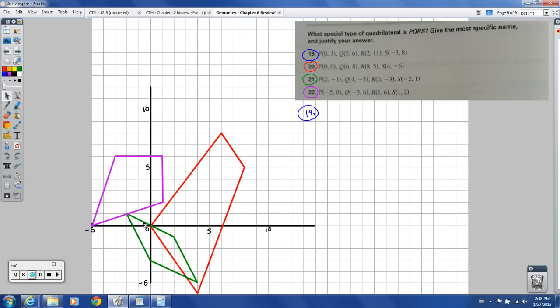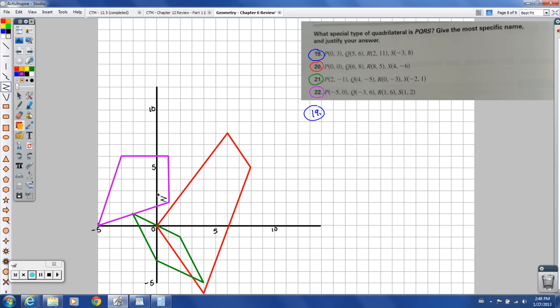Okay, so let's draw the blue one. 0, 3, let's try this again. Boom, right here. No, not quite there. Blue, blue, blue, blue. 0, 3, right there. Negative 3, 6, not the one I'm looking at. 5, 6, right there.